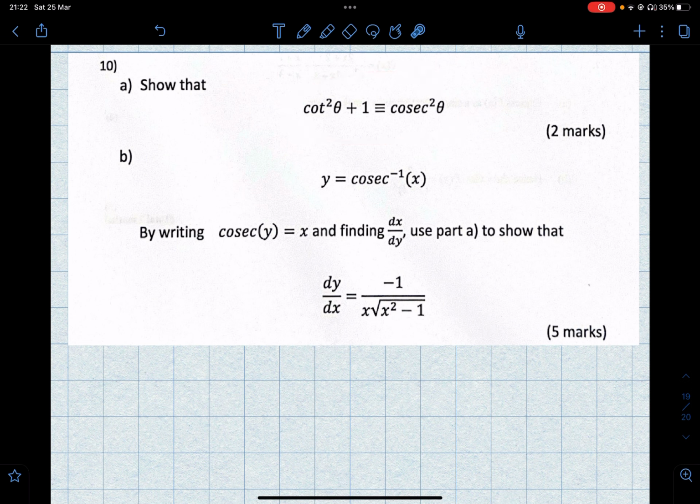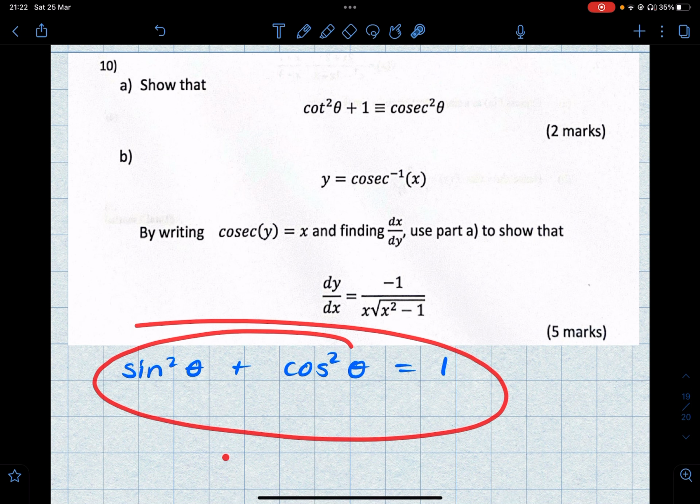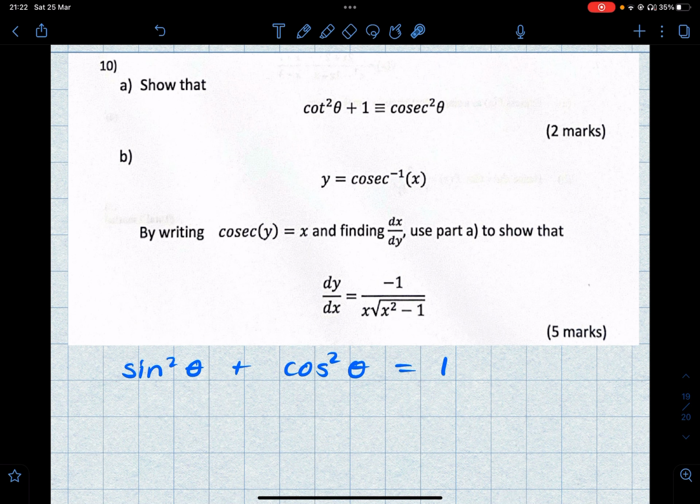Now, when you see squared on both sides, I think the first thing you should be thinking of is sine squared theta plus cosine squared theta equals 1, because we know that's an identity that we all know. And how can we make this look like that? Well, it looks like if you divide by cosine squared, then that'll give you 1, and 1 over cosine squared is secant squared, and sine squared theta over cosine squared theta will give you tan theta.